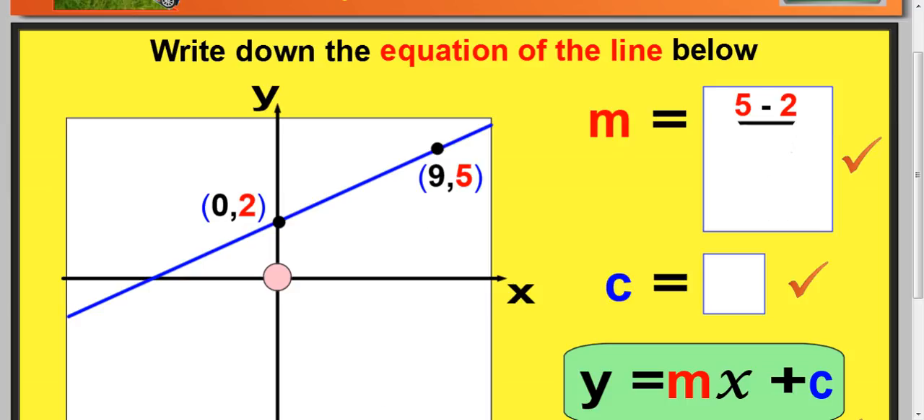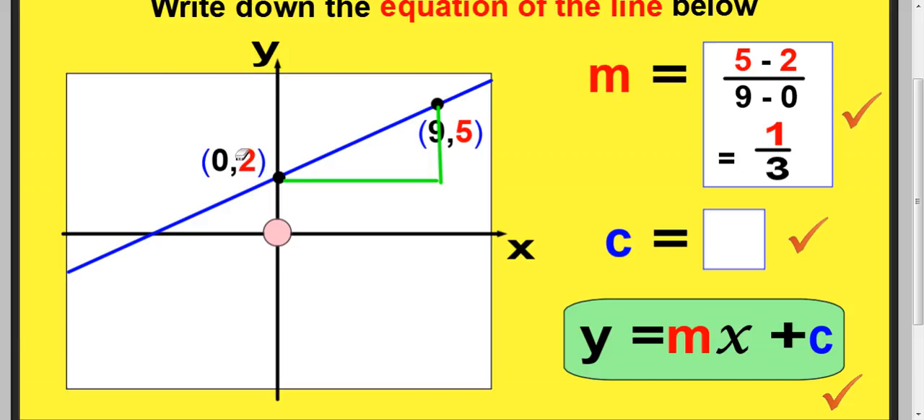If I draw it in like this, then how high it is: 5 take away 2. How long it is, your x's subtracted, so 9 take away 0. So 5 take away 2 is 3, 9 take away 0 is 9. So 3 over 9 simplifies to 1 over 3. You can write it with 3 over 9 first and then simplify it to a third.